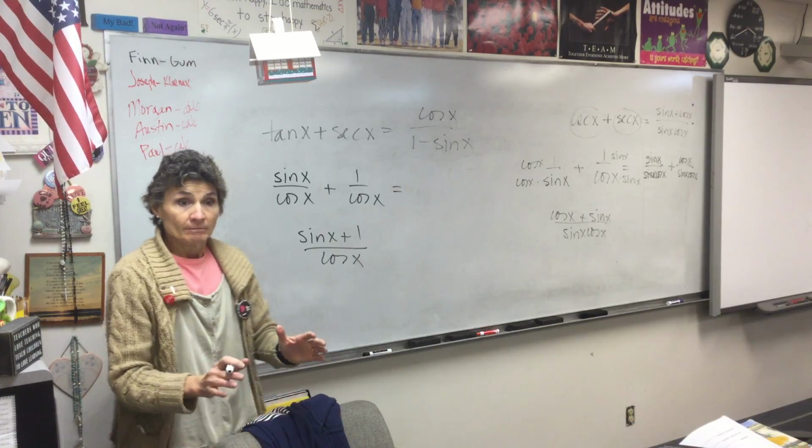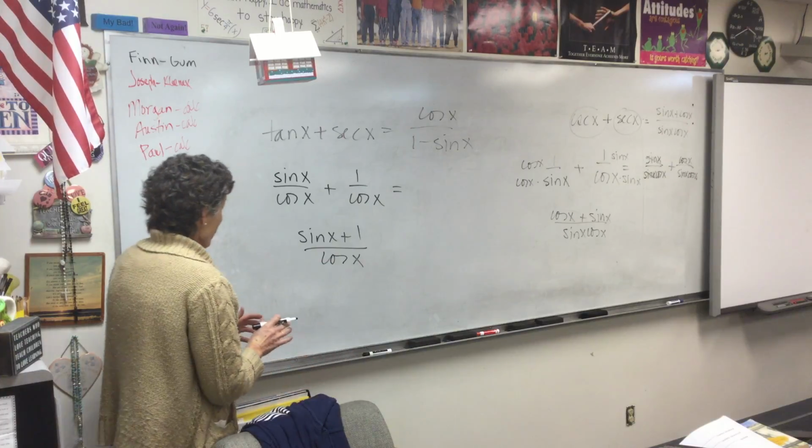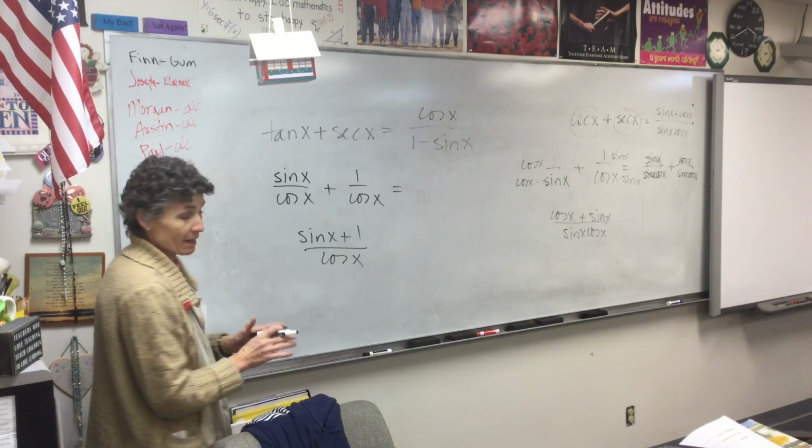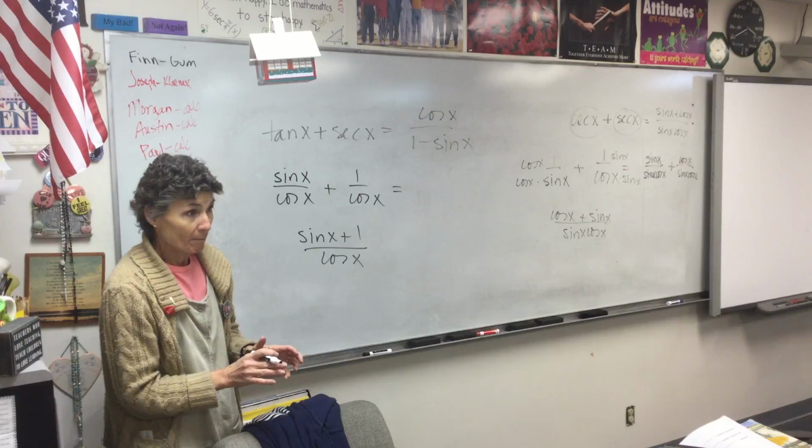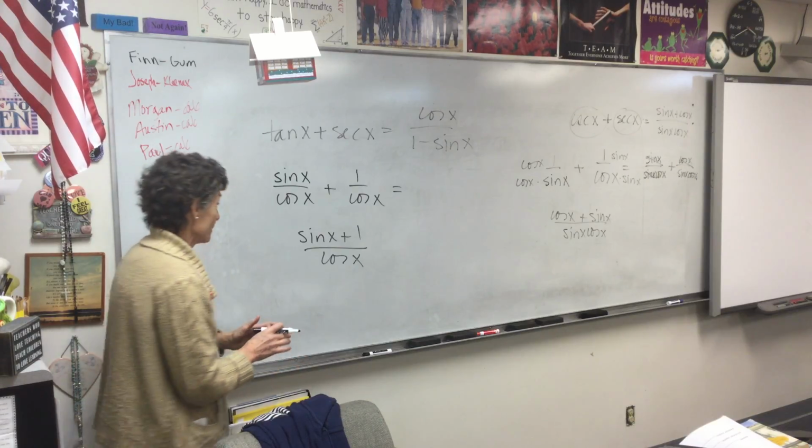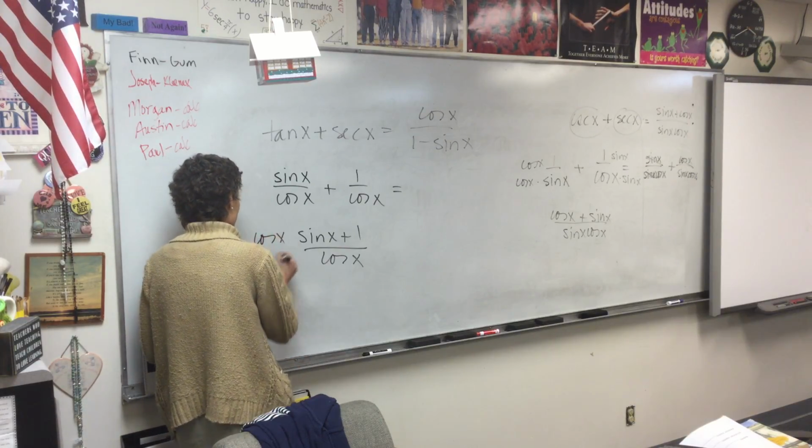Multiply both top and bottom by -1. Maybe. No, but you're close. I don't want to multiply top and bottom by -1, but I do want to multiply top and bottom by something. I'm going to multiply top and bottom by cosine.